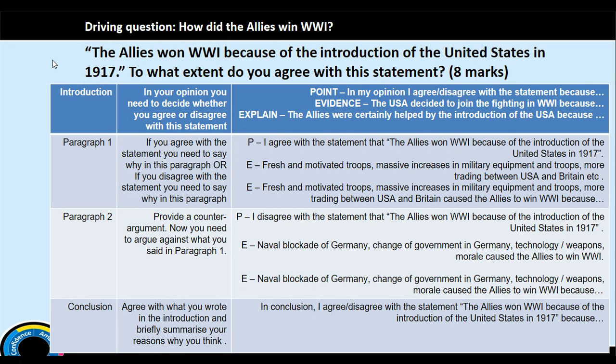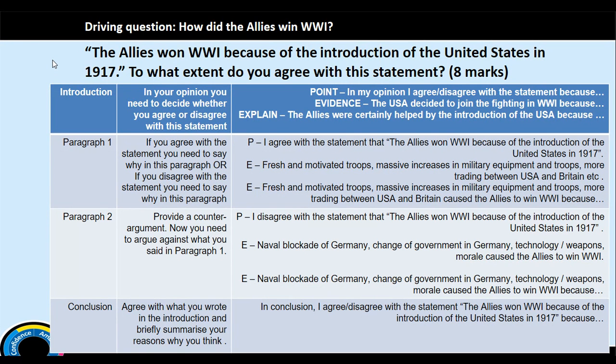Paragraph 1. Point: I agree with the statement that the Allies won World War I because of the introduction of the United States in 1917. Evidence: fresh and motivated troops, massive increases in military equipment and troops, more trading between USA and Britain. Explain: fresh and motivated troops, massive increases in military equipment and troops, more trading between USA and Britain caused the Allies to win because.